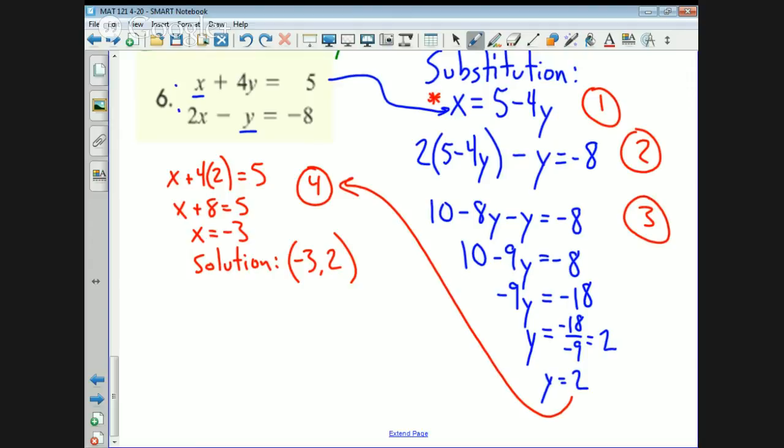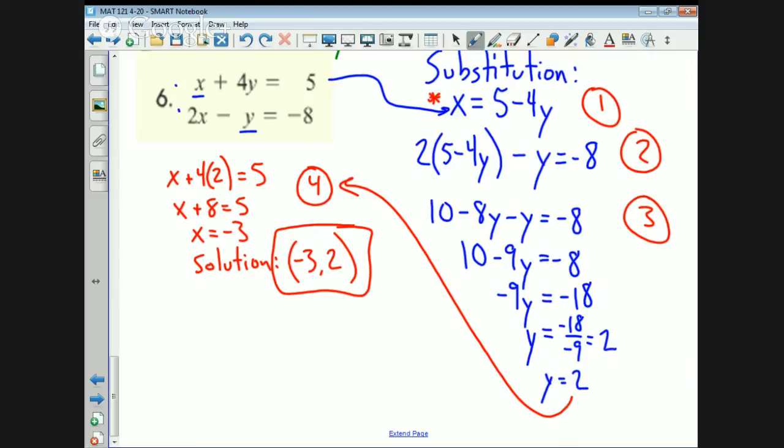Always check these. So if I check it in the second equation that I didn't use for getting that solution, -3 for the x, we'll get 2 times -3 or -6. Minus that y, -2, will give me -8. -8 checks out with the -8. I like that. So I'm going to say that I did all my math right and move on.